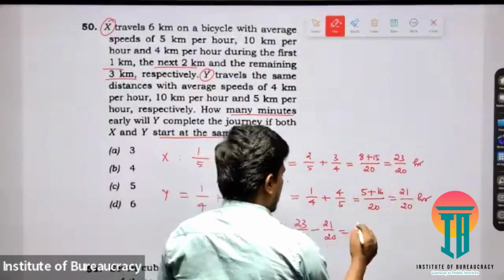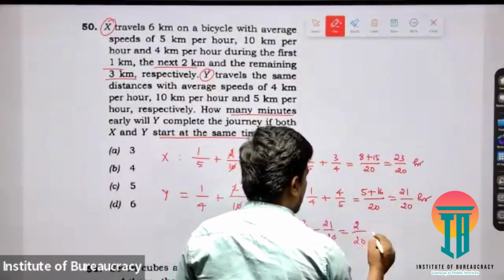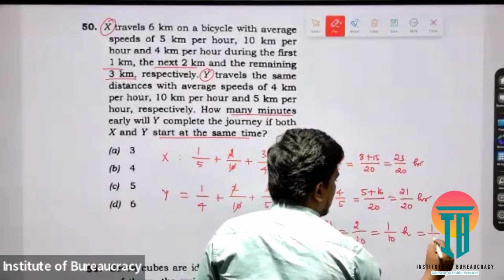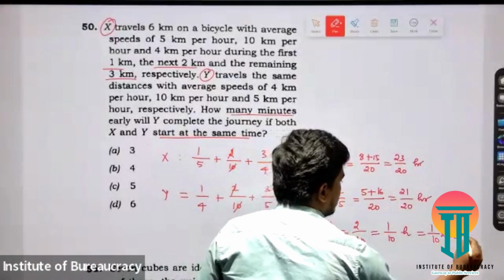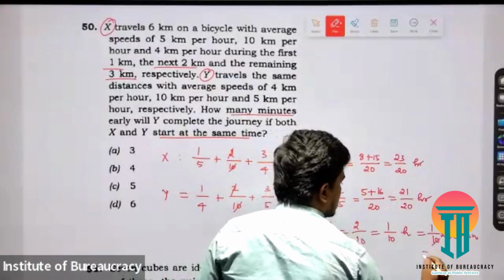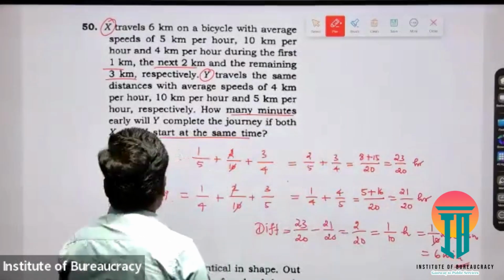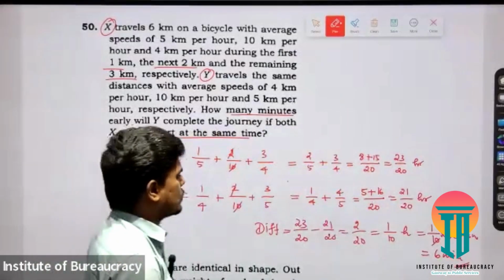This is going to be 2 by 20, that means 1 by 10 hour, that is 1 by 10 into 60 minutes. So if you cancel, it is going to be 6 minutes. So the time difference is going to be 6 minutes. Option D is the answer for this question.